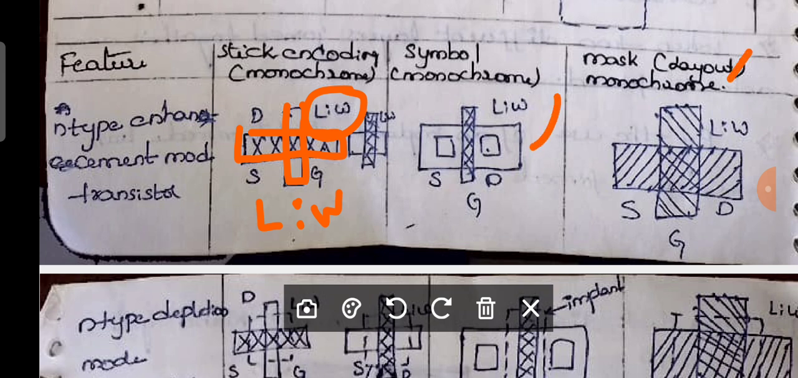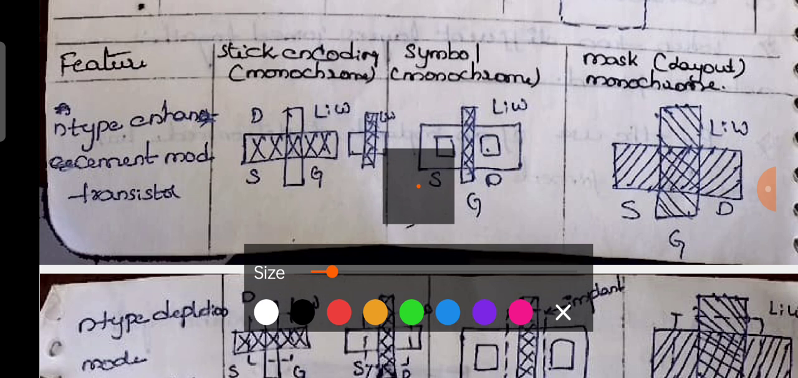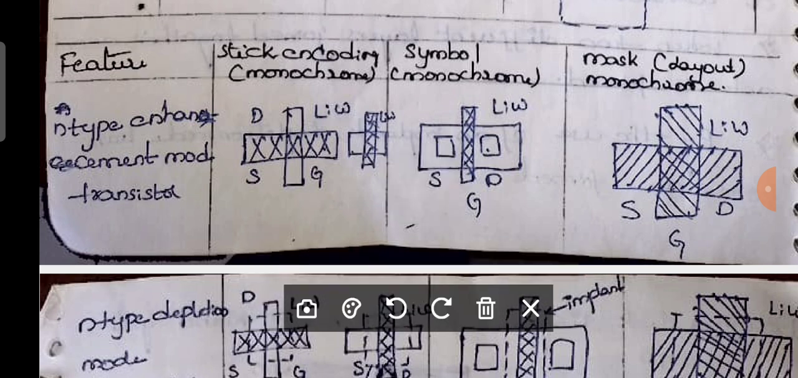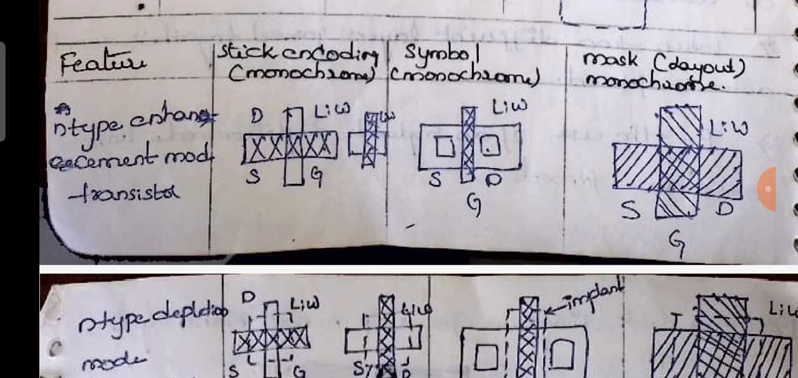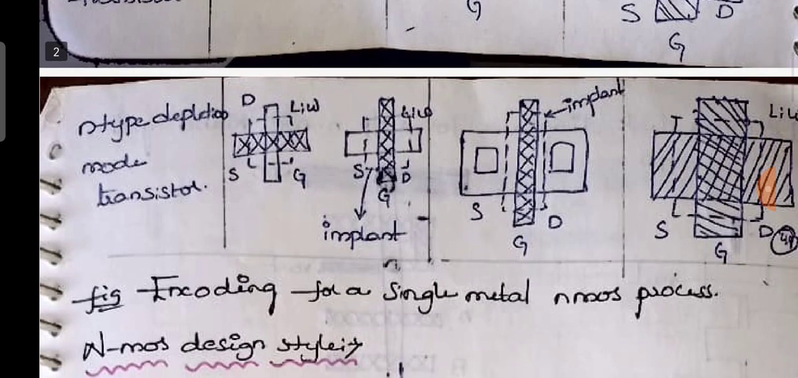Don't forget, in layout you have to represent the minimum width of diffusion. We know the minimum width of diffusion is 2 lambda, and the minimum width of poly is also 2 lambda. Now let us consider a depletion mode MOSFET, then you should have an implant like this. Is it clear? That is the representation here. You may observe very clearly. This is for a depletion mode MOSFET.